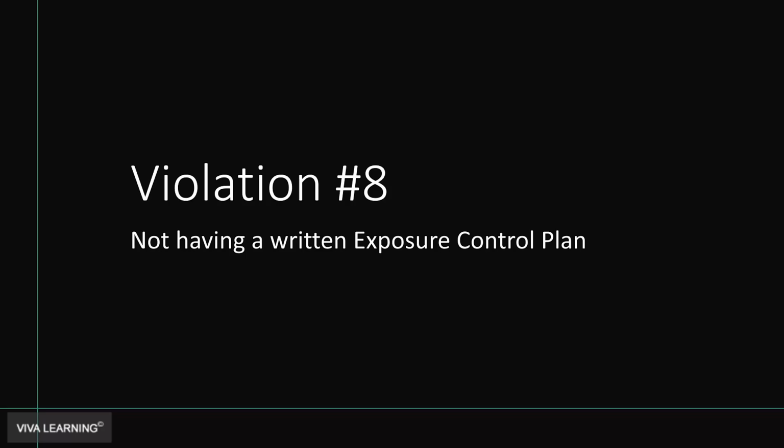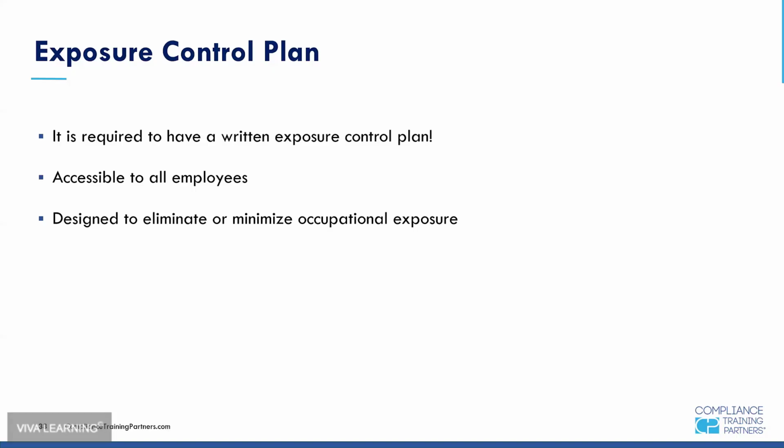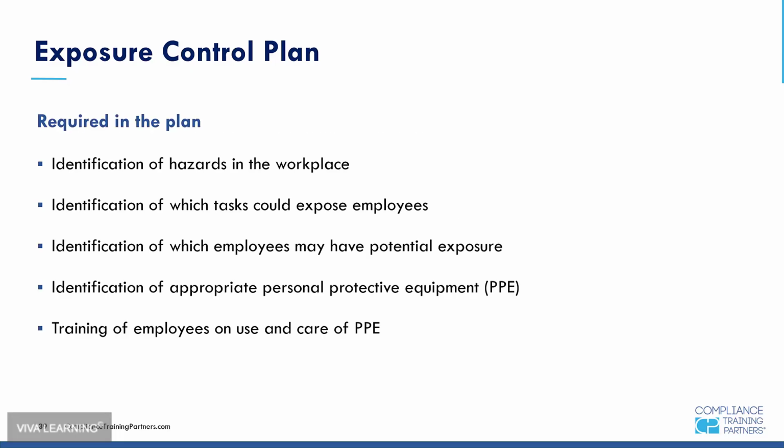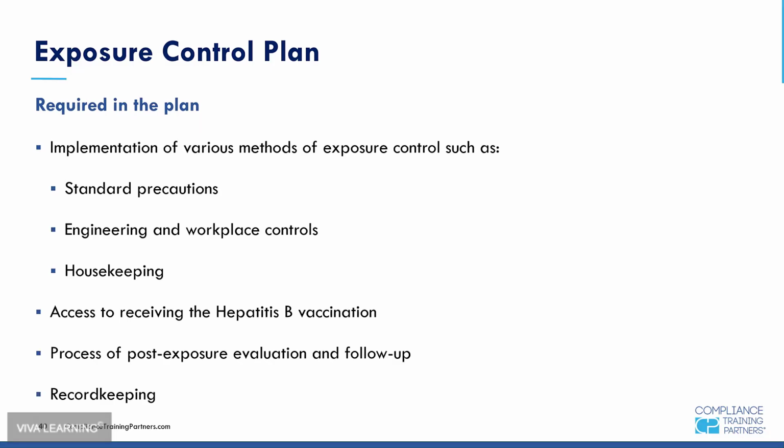And this one, number 8, is just not having a written exposure control plan at all, just not having one. Because again, it's required, it's got to be in your OSHA manual. If it's not, it's just an automatic violation. And some of the things that need to be in the plan, it's simply a listing of the hazards you have, the tasks that you perform that could expose employees, which employees are exposed, what PPE you have, how training is done, and the use of PPE, for example. These things need to be in the plan.